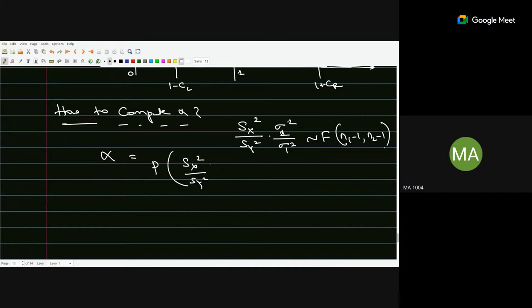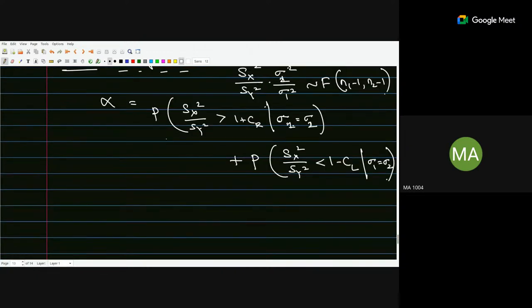Either this ratio is greater than 1 plus CR, I'm going to reject, given sigma 1 is equal to sigma 2, or this Sx square by Sy square ratio is less than 1 minus CL, again given sigma 1 is equal to sigma 2.